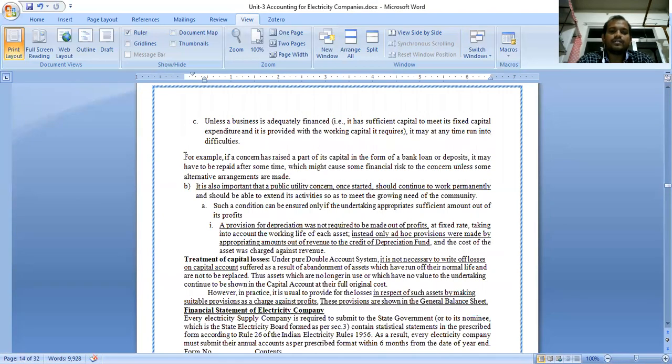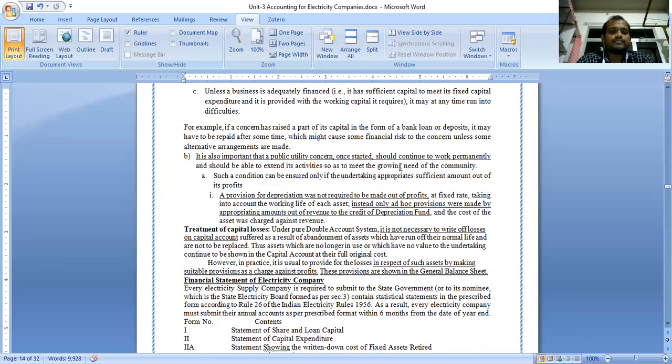And say for example, if a concern has raised a part of its capital in the form of bank loan, or deposit, it may have to be repaid after some time. In the sense, financial risk. So it involved financial risk. However, it can be avoided with the alternative arrangements. So we have best example with the depreciation also.